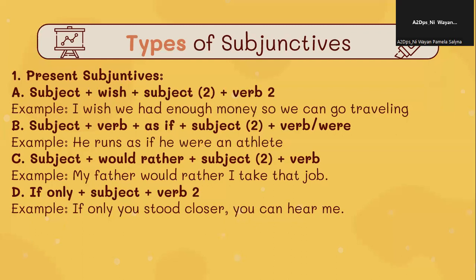Number B is subject plus verb plus as if plus second subject plus verb or were. The example is he runs as if he were an athlete. Number C is subject plus would rather plus second subject plus verb. For the example is my father would rather I take that job. And the last is if only plus subject plus verb 2. For the example is if only you stood closer, you can hear me.